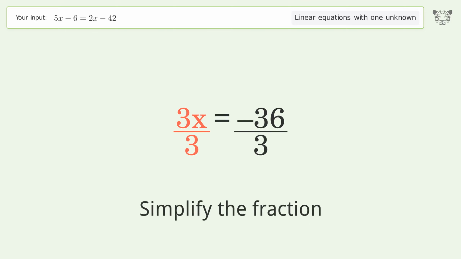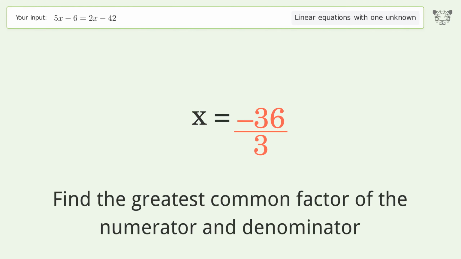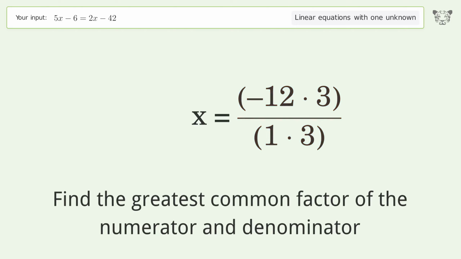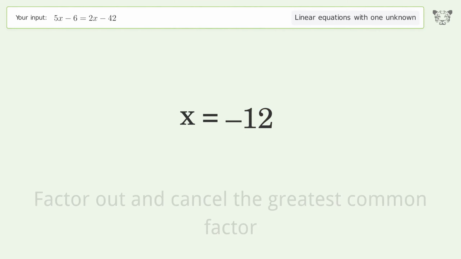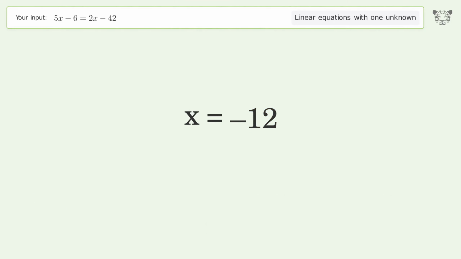Simplify the fraction. Find the greatest common factor of the numerator and denominator. Factor out and cancel the greatest common factor. And so the final result is x equals -12.